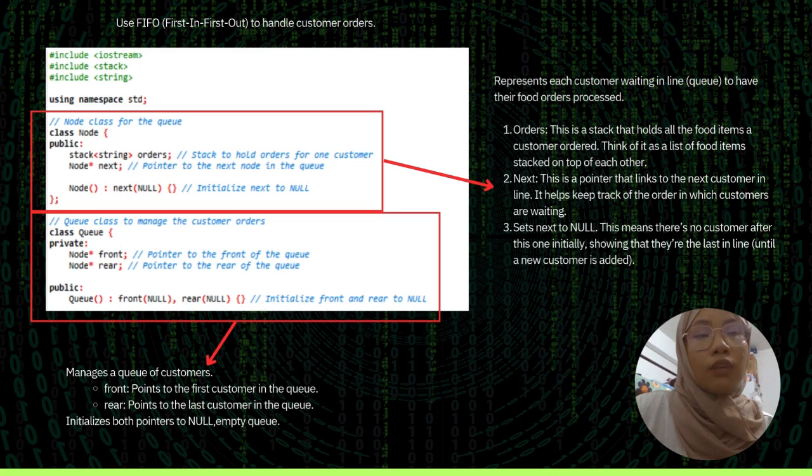The second box of coding is how to manage a queue of customers. Node pointer front is the first customer in the queue. Node pointer rear is the last customer in the queue. Front equals null, rear equals null, to initialize the pointers to an empty queue.